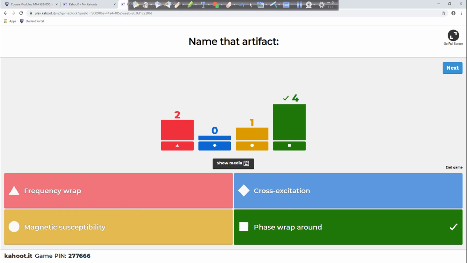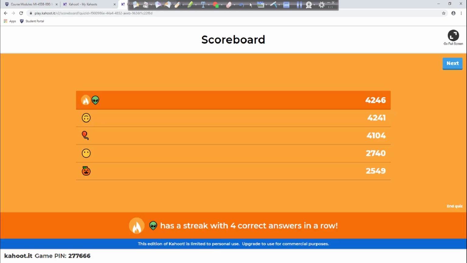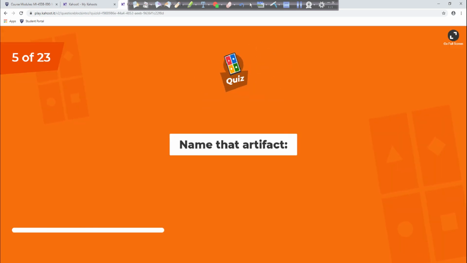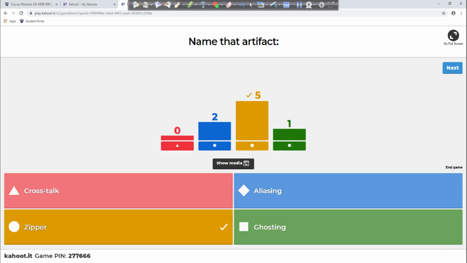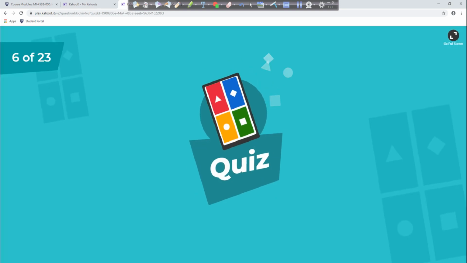Frequency wrap, remember, the system automatically compensates for that. So you should never see frequency wrap on a test as an answer. Zipper, frequency direction and random RF getting into the room, leaking into the room.